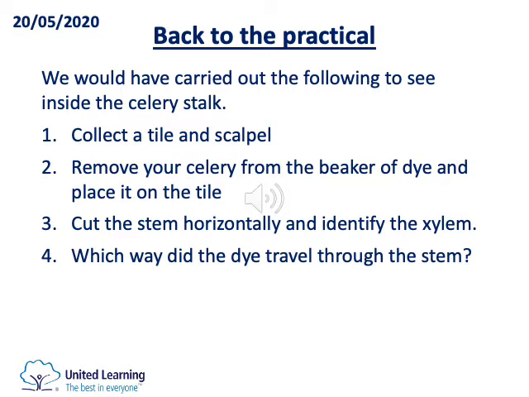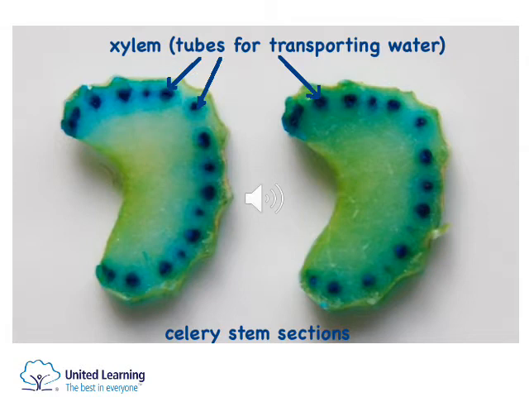How do you think you would identify the xylem? How would you know it's the xylem and not the phloem? The colour, of course. Remember, the xylem only allows movement upwards. The dye would be travelling up, so the xylem would be the coloured tube. And voila, this is what you would see. If you cut your celery horizontally, you would see tubes of dye, and these are the xylem. If there are any other tubes there that are colourless, they are obviously the phloem.